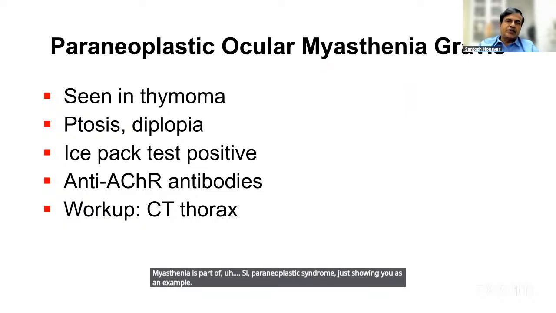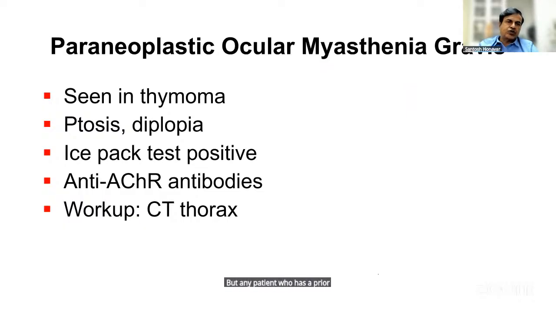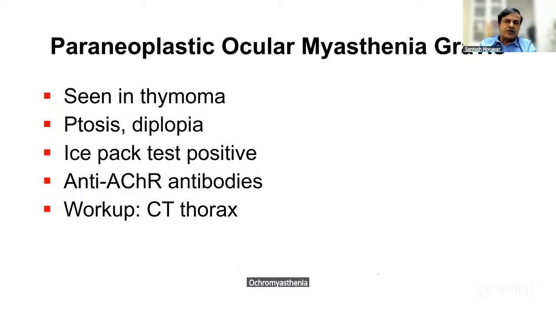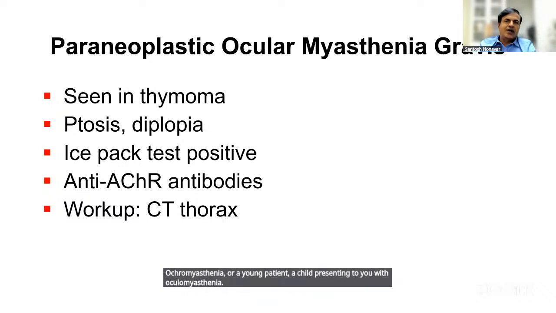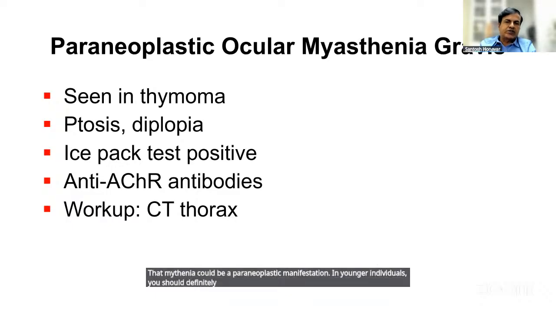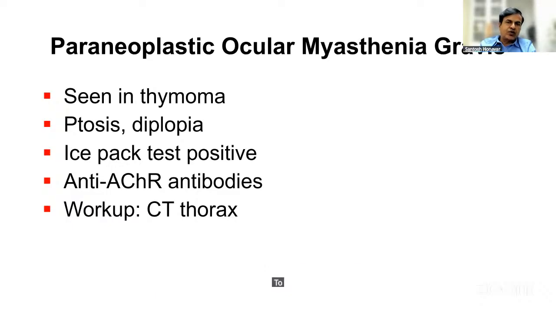But any patient who has a prior history of cancer, or an elderly patient suddenly presenting to you with ocular myasthenia, or a young patient, a child presenting to you with ocular myasthenia, you should suspect that myasthenia could be a paraneoplastic manifestation. In younger individuals, you should definitely do a CT thorax to look for thymoma. Otherwise, it could be a part of stiff person syndrome as well, or other paraneoplastic syndrome where myasthenia could be a part.